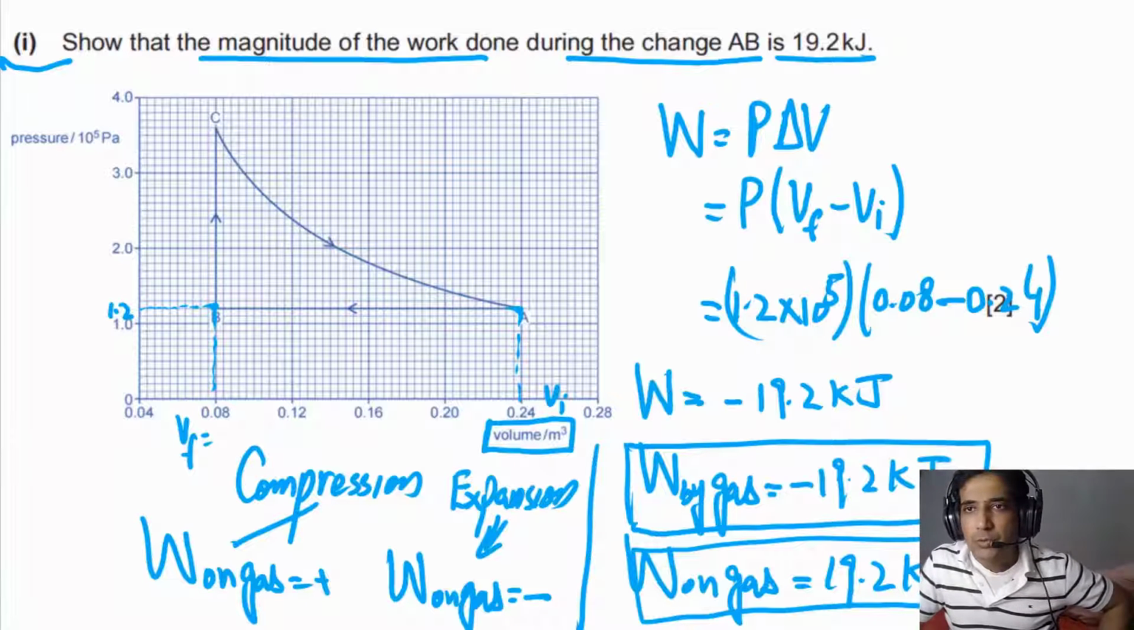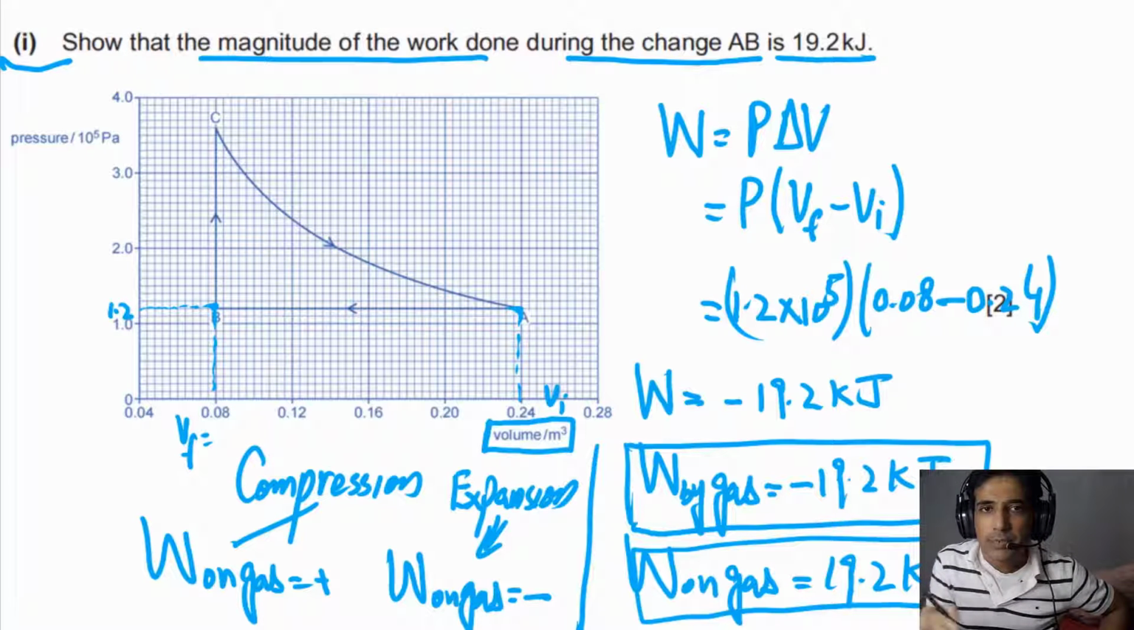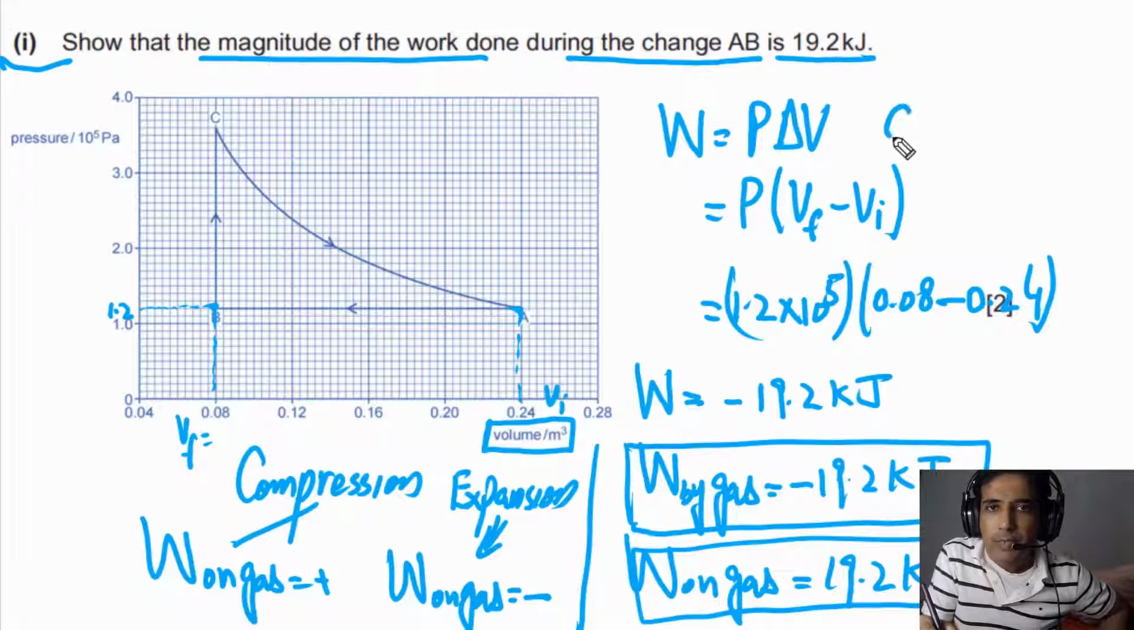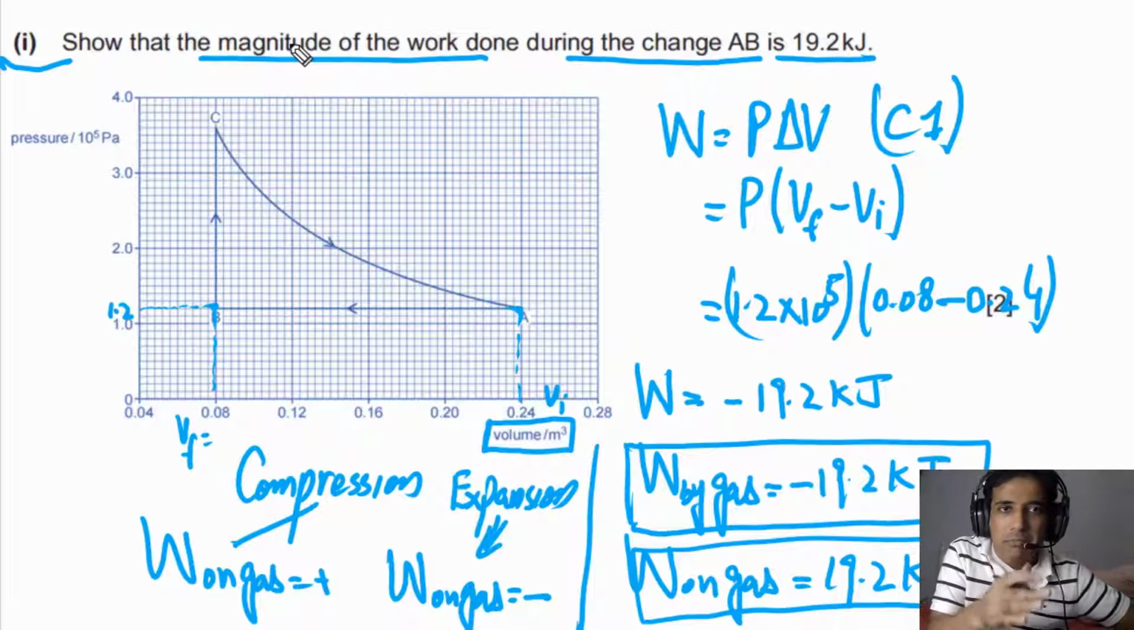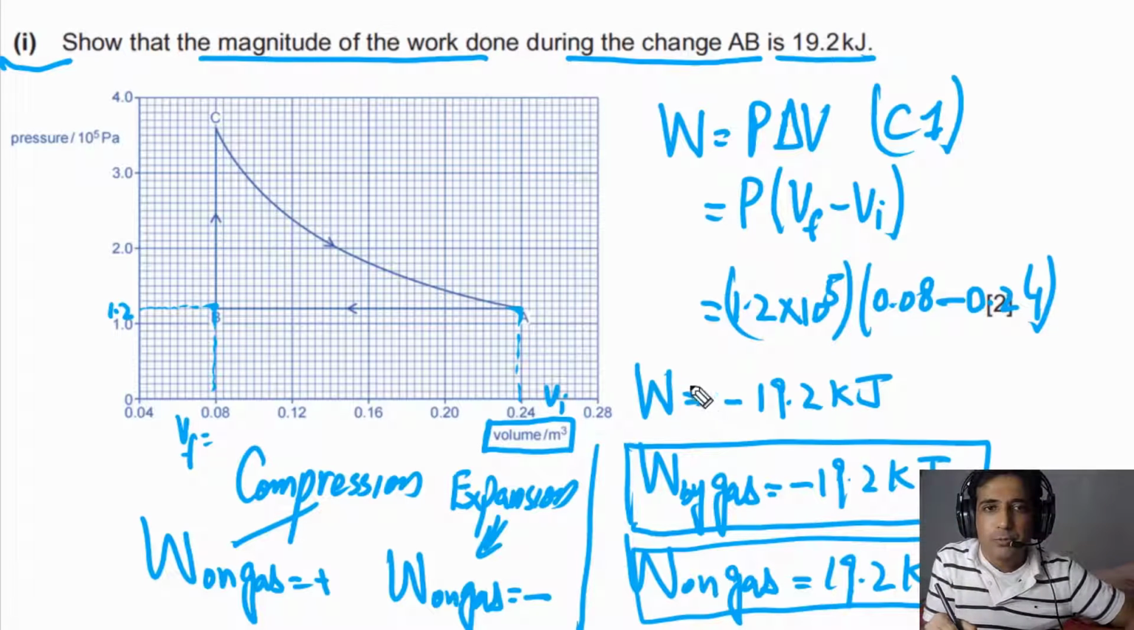This question has 2 marks. First mark you will get if you have used this formula, and the second mark you will get if you have got this answer. Sign in this case is not important because question is asking you only magnitude of the work done. So simply you can say W is equal to 19.2 kilojoules. If you have written that, you will get the second mark.